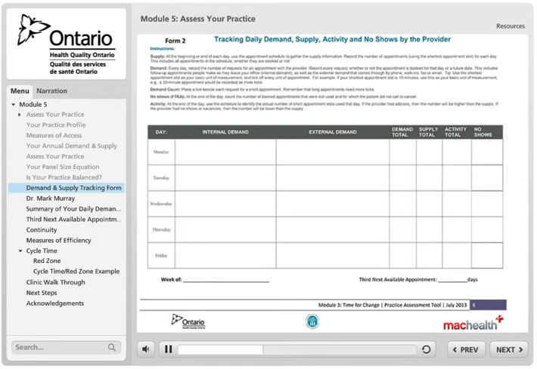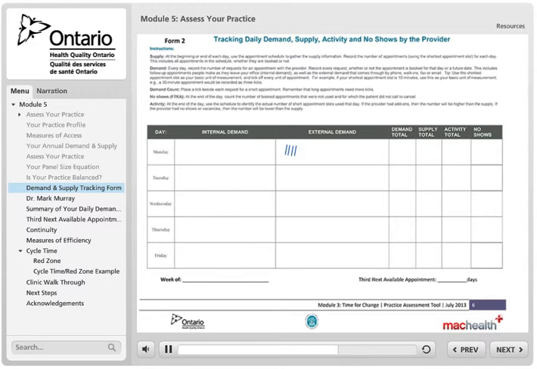Let's look at how Jackie completed this form in Dr. Smith's office. It's Monday morning, and Jackie is ready to record the internal and external demand, supply, activity, and no-shows for the day. Dr. Smith's shortest appointment time is 10-minute appointments, and 30 minutes is the longest. Jackie takes a request for an appointment with Dr. Smith on the phone and marks down 1 tick in the external demand column. The next call is a patient who wants to book a physical with Dr. Smith. These are 30-minute appointments, so Jackie marks down 3 ticks as external demand.